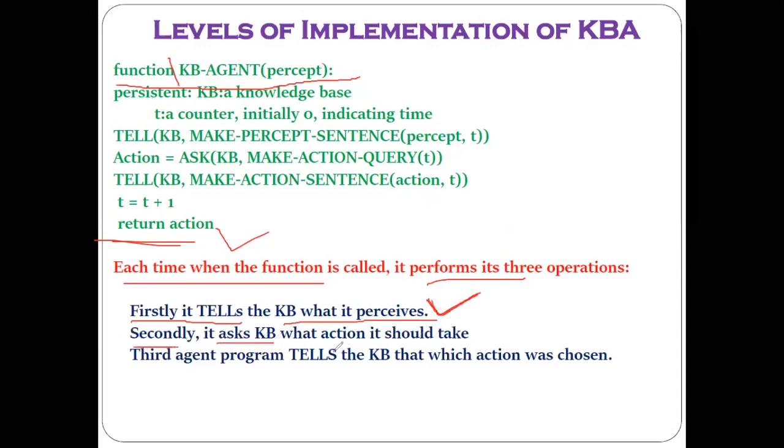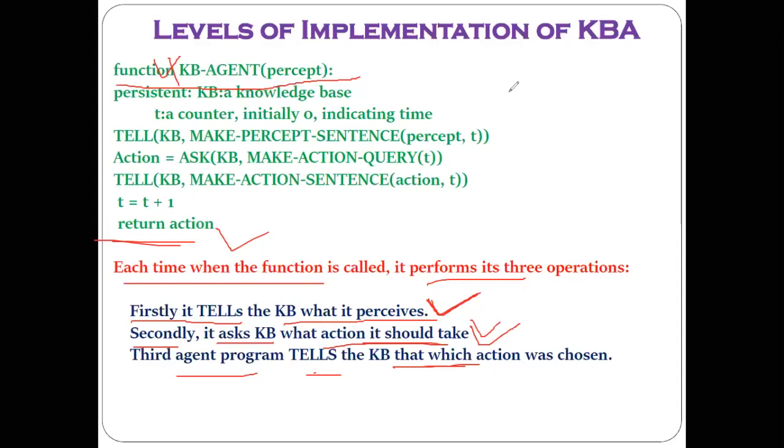Secondly, it asks the knowledge base what action to perform, what action should be performed. And third is telling the knowledge base that the actual action implementation is done at the last level. That is, in the third sentence, the actual implementation of the action chosen in the second level is done. So whenever this function gets called, these three operations are performed. In the first, telling the knowledge base what it perceives. In the second, asking the knowledge base what action to perform. And lastly, the actual implementation of that action.